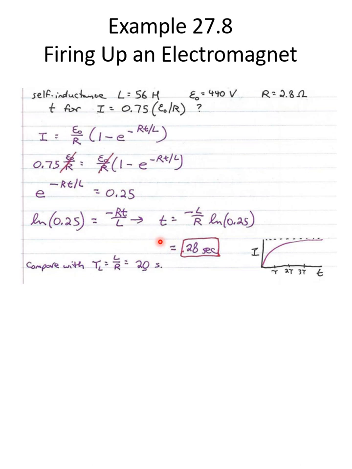And then we go ahead and solve for t. So t is negative L over R times natural log of 0.25. Plug in those values and we get 28 seconds. And by the way, we can compare that with the time constant, L over R, which is about 20 seconds.